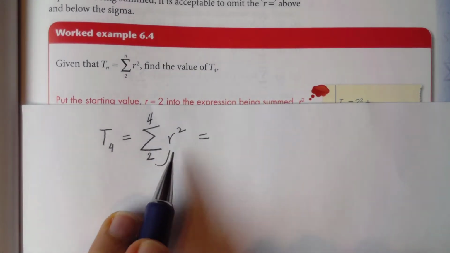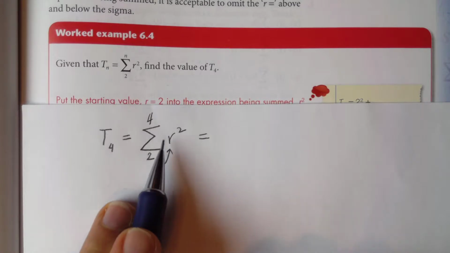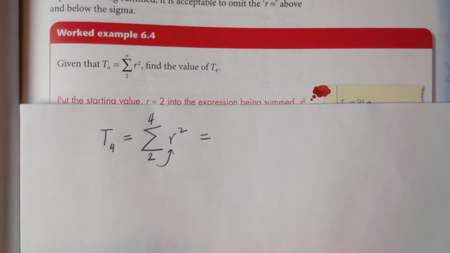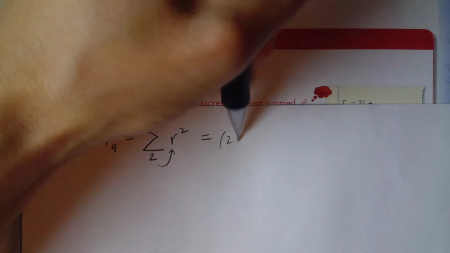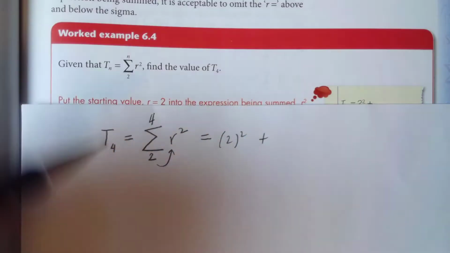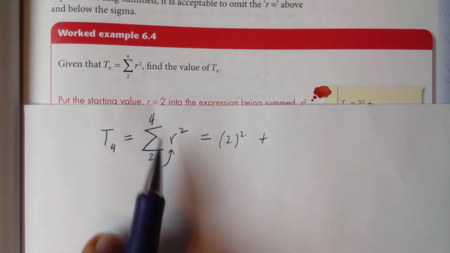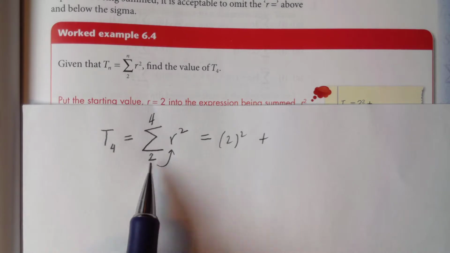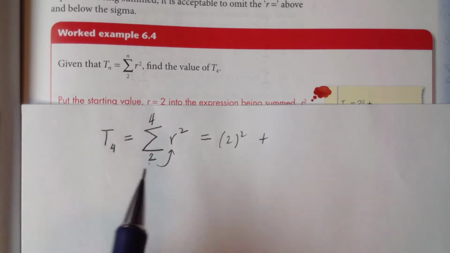the number 2 into the variable. It doesn't have to be r, it can be any letter. So what we have is 2 squared plus, since the sigma machine is adding up a bunch of different terms here, the number after 2. The number after 2 is going to be 3.